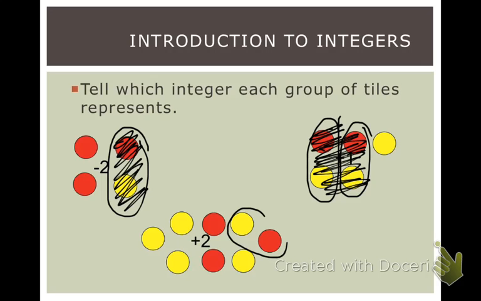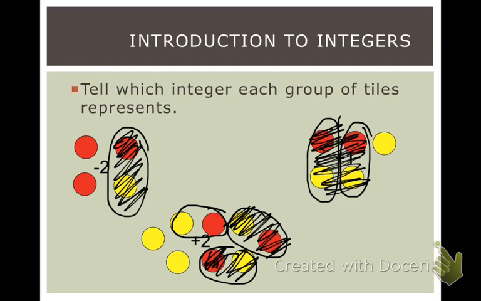Got some 0 pairs here as well. There's one. There's one. There's one. They don't count toward the value because their net worth is 0. So there we go. Positive 2. And that's all we're doing when it comes to identifying values.